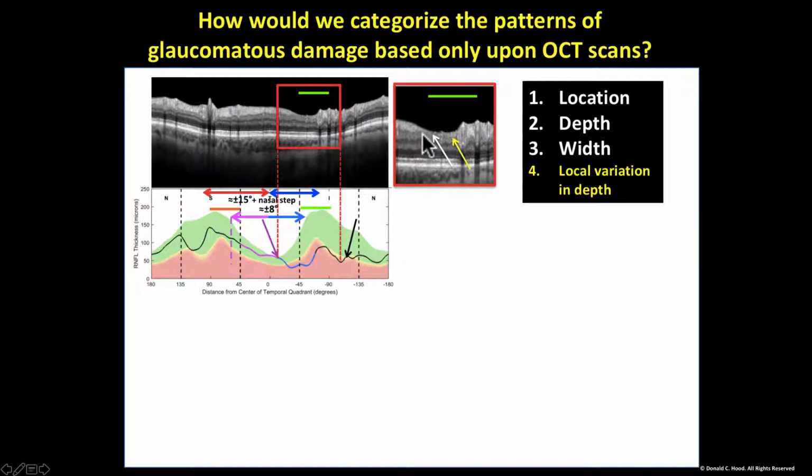So by local variation, I mean, look at this. Nothing's left here. There's a little something there. There's more there. These are all abnormal regions. So all abnormal regions are not equal. So that corresponds to this. That corresponds to that. And this location corresponds to that.